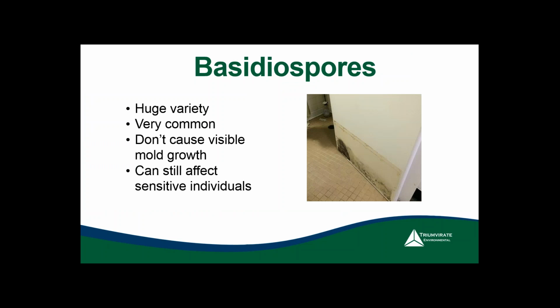So Basidiospores, there's a huge variety of this type of mold. They're very common, and they don't cause visible mold growth. These are typically formed in wet decaying wood, but they still can affect sensitive individuals. This is one of the types of mold that's hard to see, almost impossible to see with the naked eye, but it can still affect people that have a particular sensitivity to mold: immunocompromised people, children, the sick, the elderly, etc.